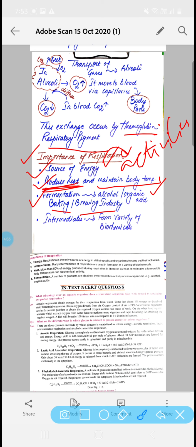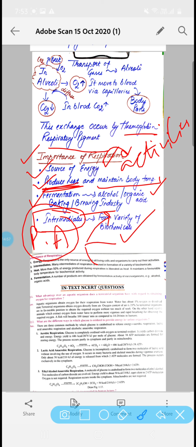Now during respiration many intermediates are formed, which further break down to form a variety of biomolecules. We can take just one example: the pyruvic acid that is formed during the respiration process can further give rise to lactic acid after fermentation. It is one example of how an intermediate can be converted into different forms. So these are the importance of respiration.